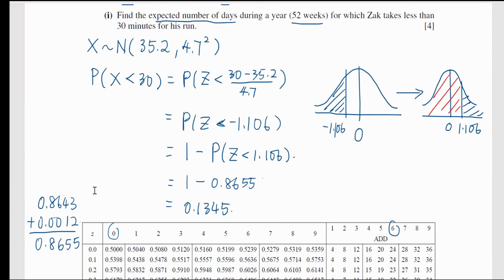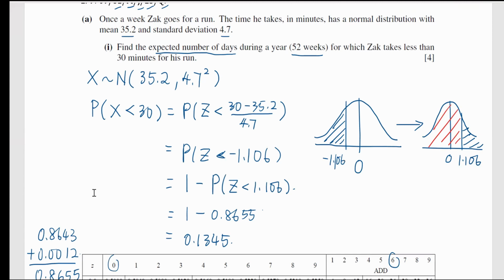Okay, but it's not done yet. The question is asking you to find the expected number of days during a year. So we just take 52 weeks, then multiply with 0.1345. So we are getting 6.994, which means the expected number of days will be 7 during a year for which he takes less than 30 minutes for his run. So first we find out the probability, then we multiply the probability with the total number, in this case 52 weeks.